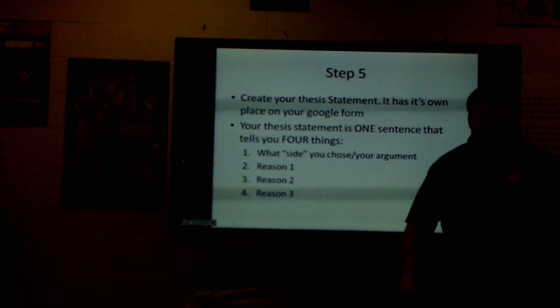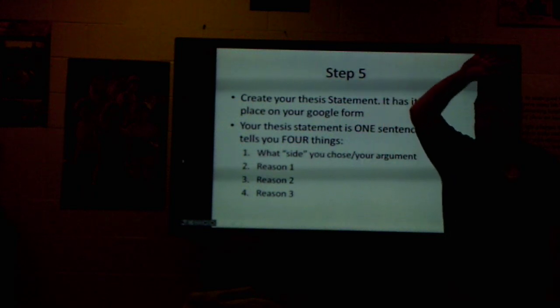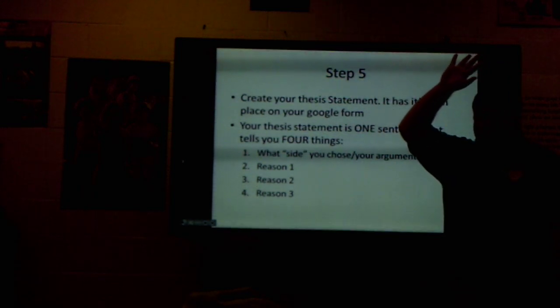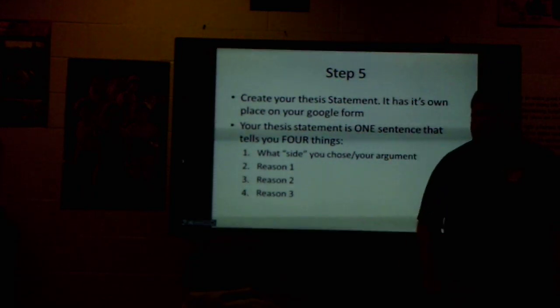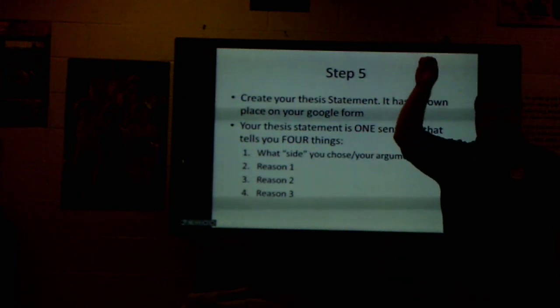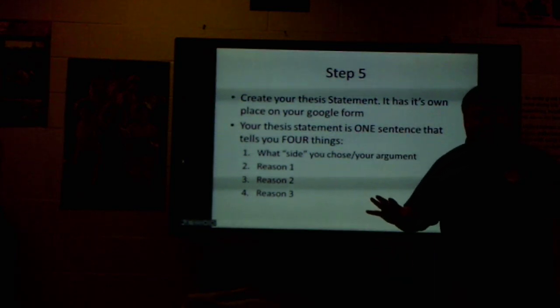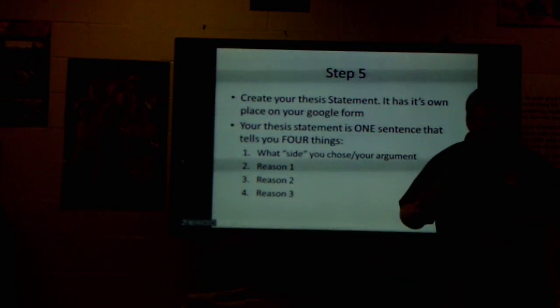That's your thesis statement. But Mr. Fordham, what if it's really long? So? Mr. Fordham, can I break it up into two sentences? No. Okay? It's okay for this sentence to be kind of long.